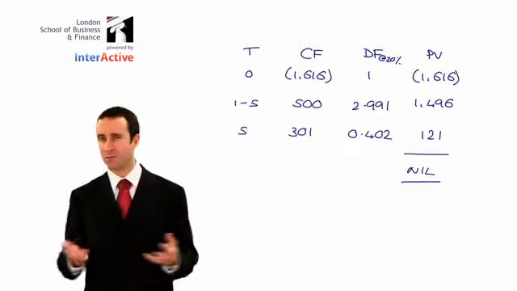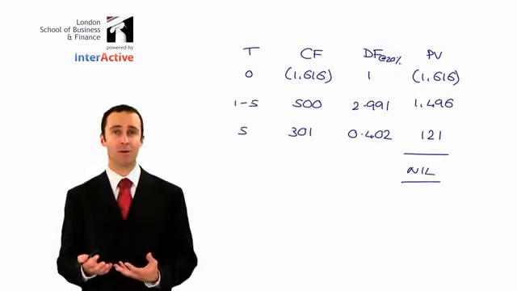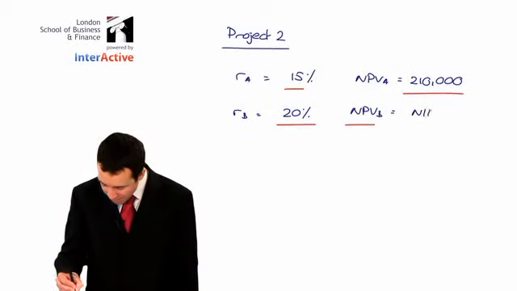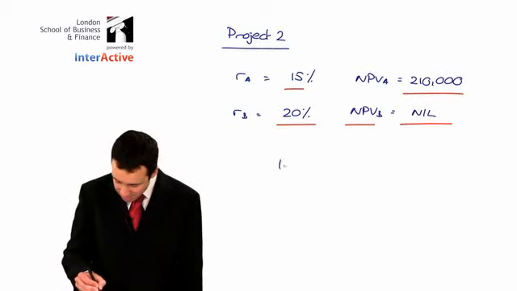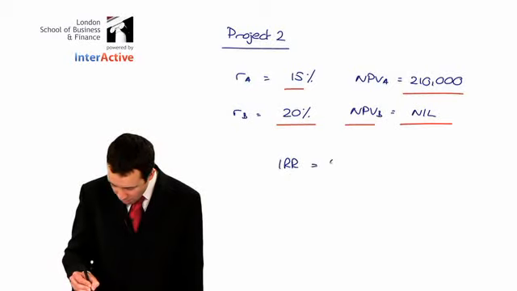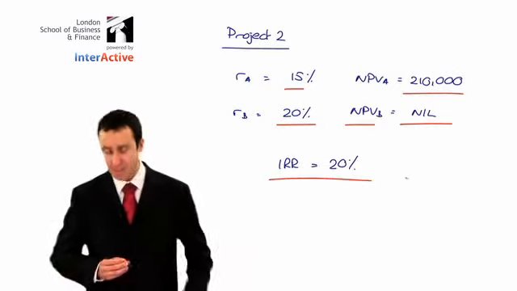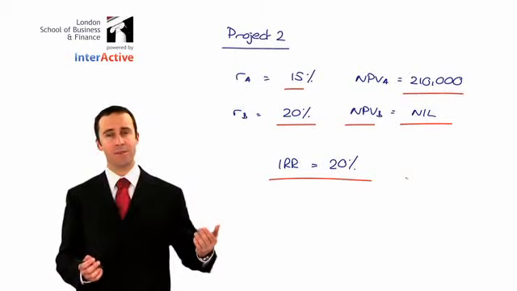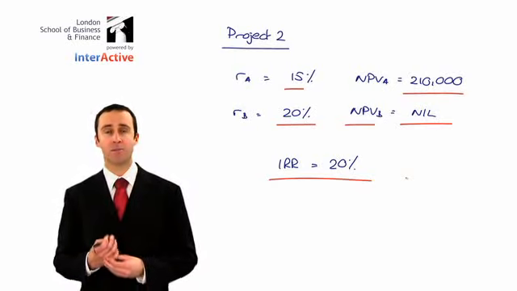If you add it up, I think it comes to +1, but to you and I, that's pretty much 0. So what we have there is at 20%, my net present value is equal to nil. So if that's the case, your IRR is there at 20%. Again, your cost of capital, 15%, which is less than your IRR, so we go through there and accept project 2.